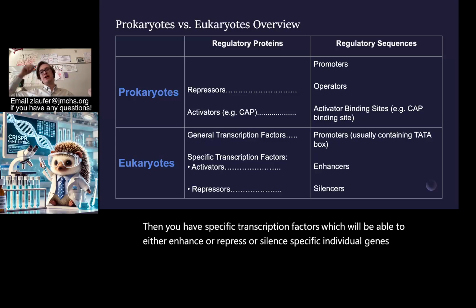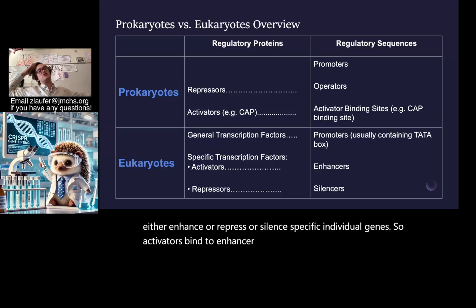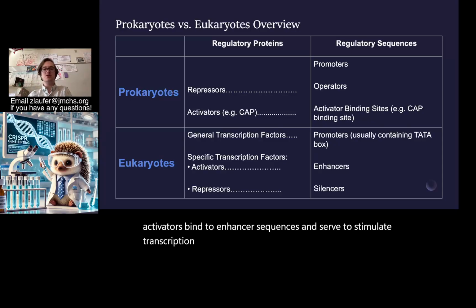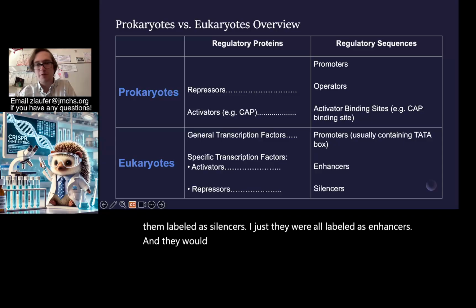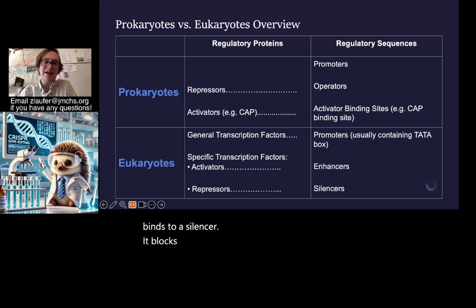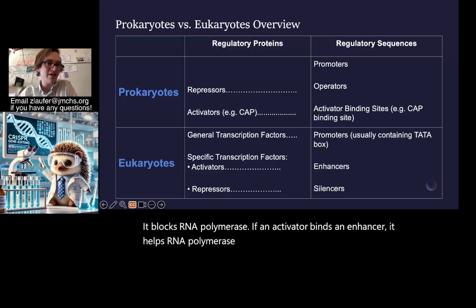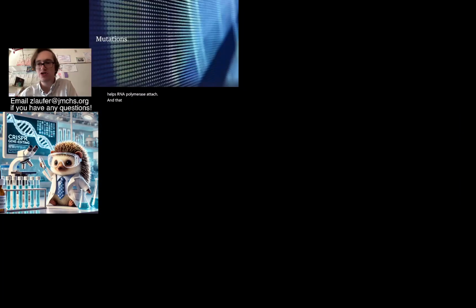So activators bind to enhancer sequences and serve to stimulate transcription. Repressors bind to silencer sequences. I didn't have them labeled as silencers; they were all labeled as enhancers. And they would serve to repress transcription. So if a repressor binds to a silencer, it blocks RNA polymerase. If an activator binds an enhancer, it helps RNA polymerase attach. And that is all for gene expression.